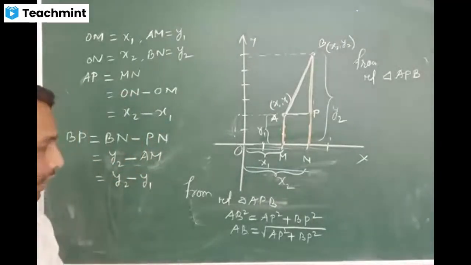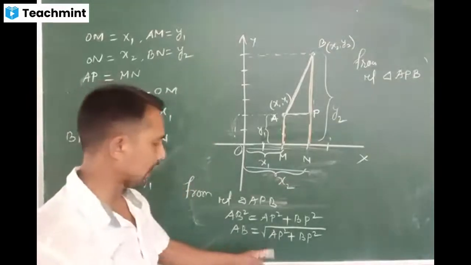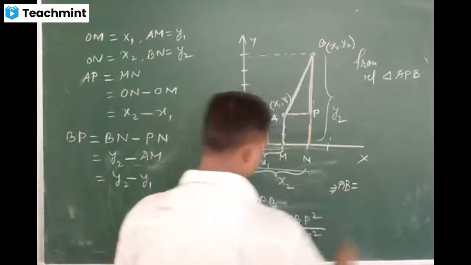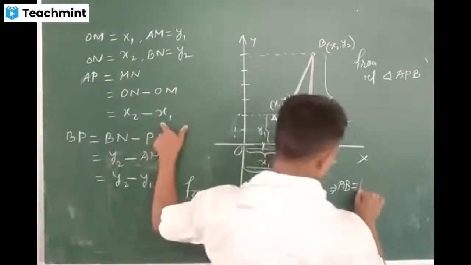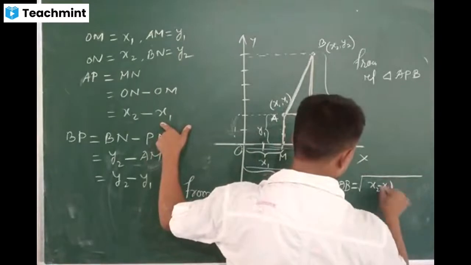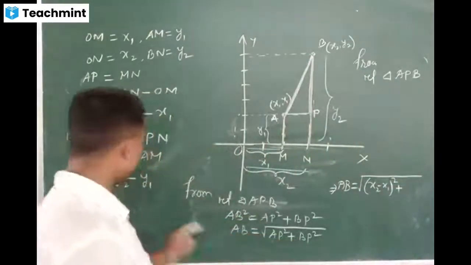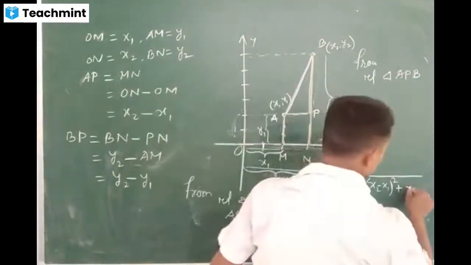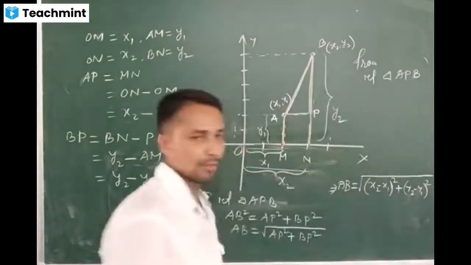Now, if we put the values here, what can we get? AB is equal to, in place of AP we have the value x2 minus x1. Root over (x2 minus x1) whole square plus BP, the value we have here, y2 minus y1, whole square. So this is the distance formula.